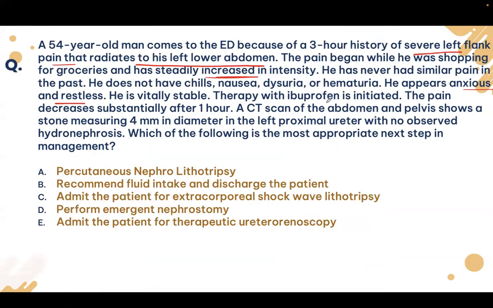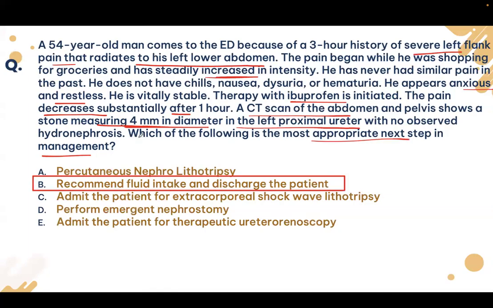He appears anxious and restless. Vitally stable. Therapy with ibuprofen is started, and the pain decreases after 1 hour. A CT scan showed a stone measuring 4 millimeters in diameter in the left proximal ureter. Which of the following is the most appropriate next step in the management? Please pause the video and try to answer it. The answer for this question would be B, recommending fluid intake and discharging the patient.